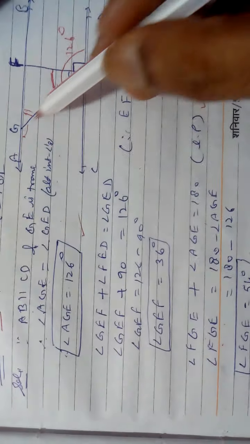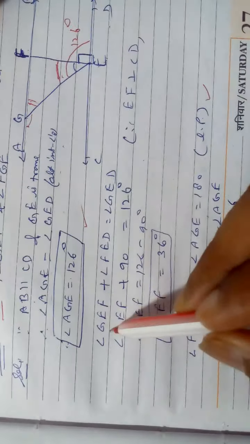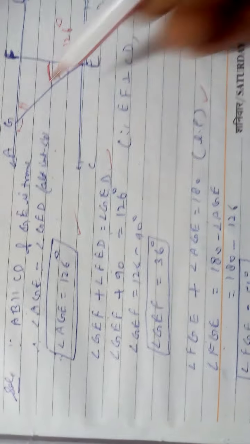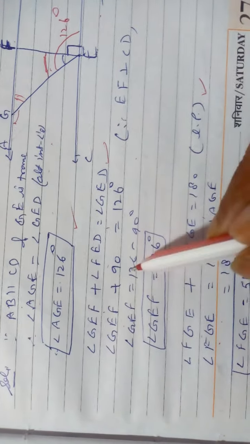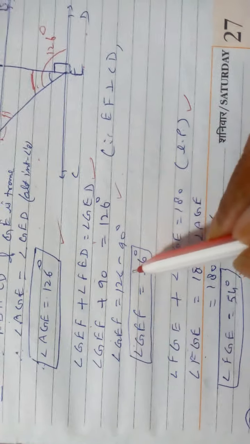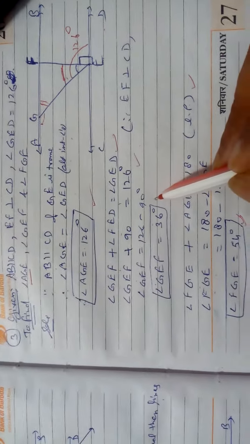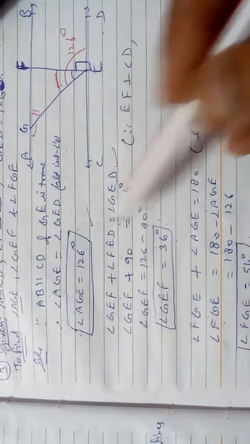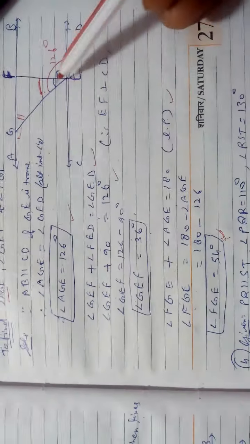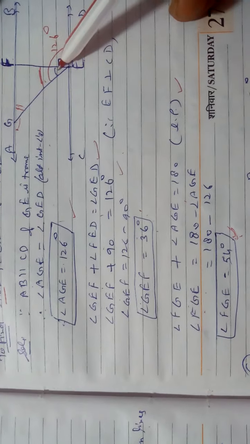For this angle, GEF plus FED is equal to GED, the full angle. So 90 is already given. So this plus 90 is 126. So this is equal to 126 minus 90. You are getting 36 degrees. So three answers you are getting: 126, 36 and 54. 36 directly, because 126 minus 90 gives this, and the other is a linear pair.